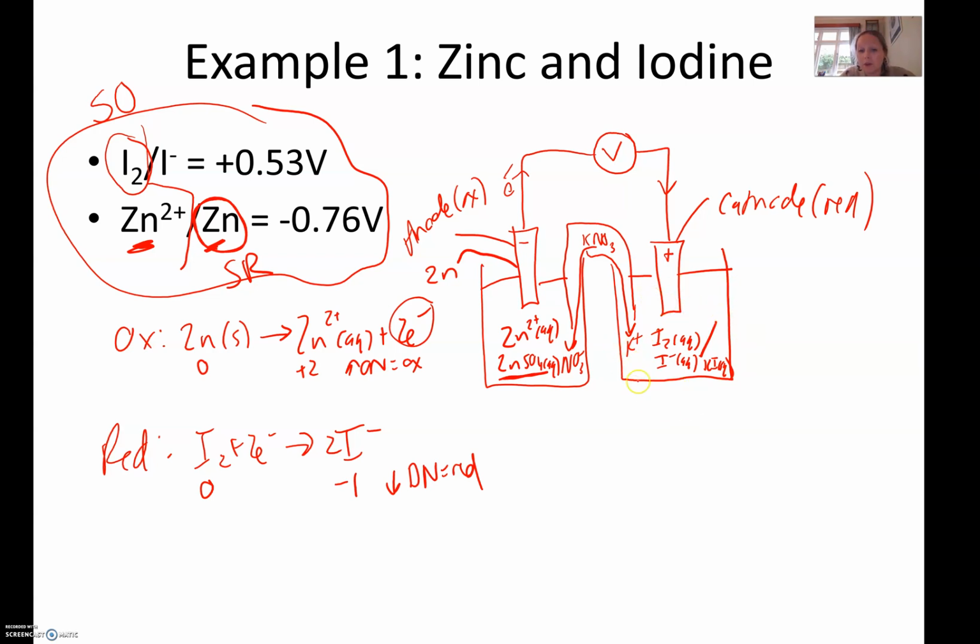The reason why they're both in solution is because neither of them are metals. So that means we still need to state what this electrode will be made out of, and if it can't be a metal, it's going to be platinum or graphite, an inert electrode. Okay, so let's just go through this again.